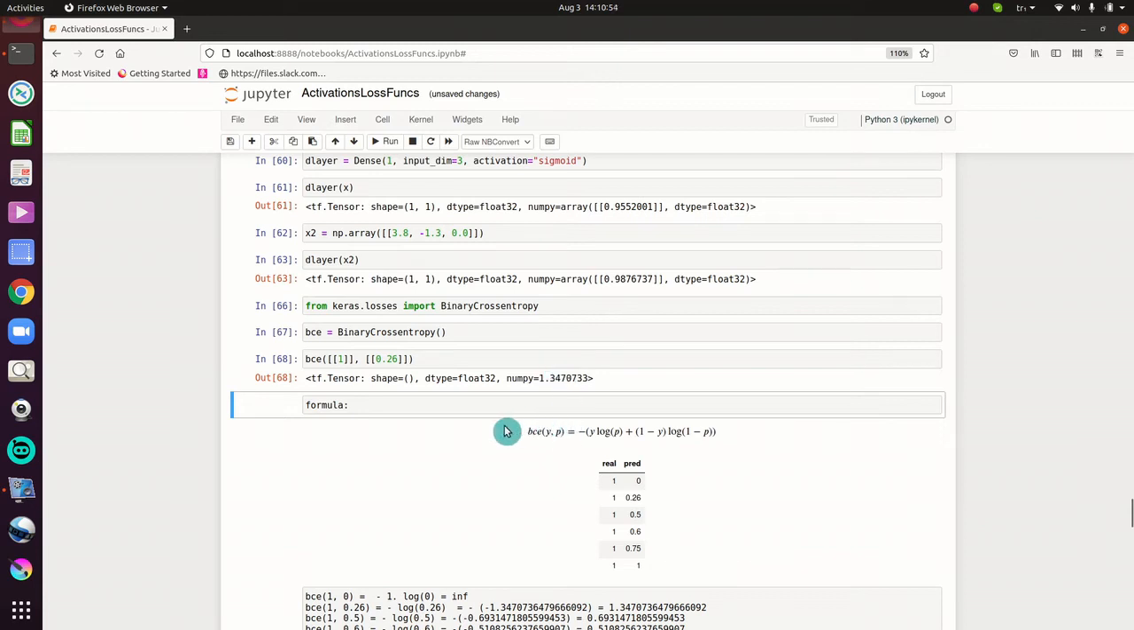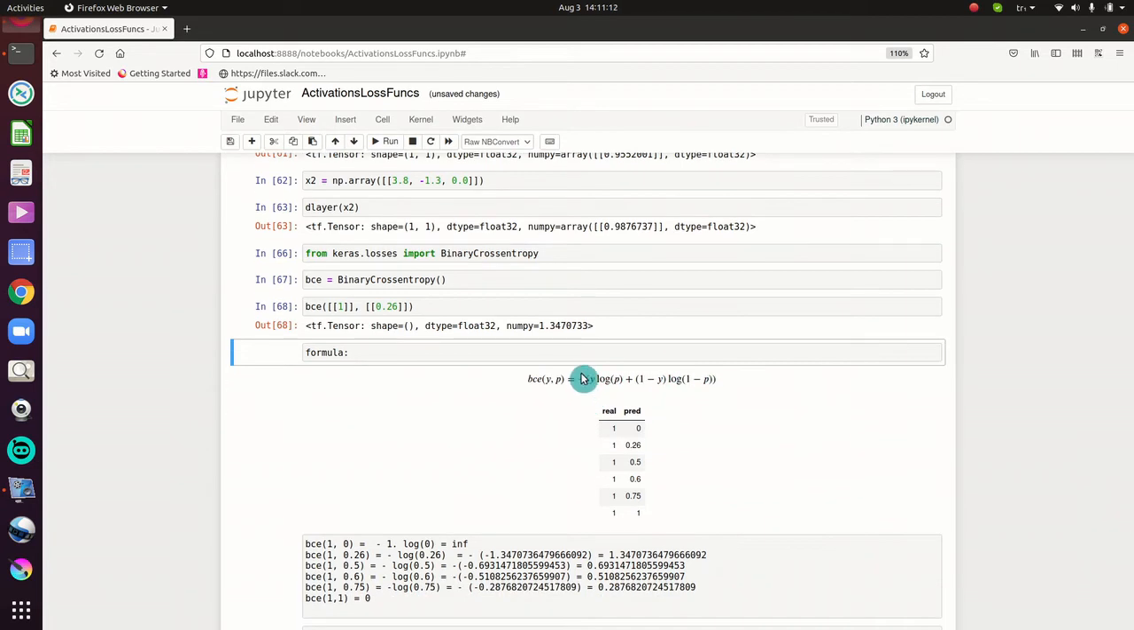Let's see the formula. Here it is. It reads as y, the true label, compared to p, the predicted probability. The BCE between them is calculated as follows: y log p plus 1 minus y times log of 1 minus p, and a minus in front. Let's make some calculations to understand how this loss behaves. I made a table of predicted values from 0 to 1 to show how BCE changes. Also, we can plug in the values and do the calculations.